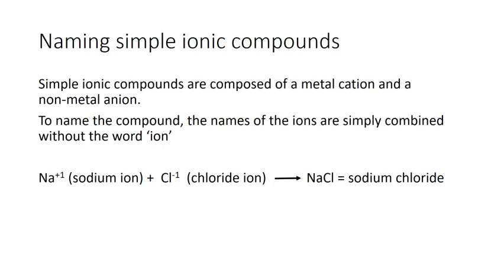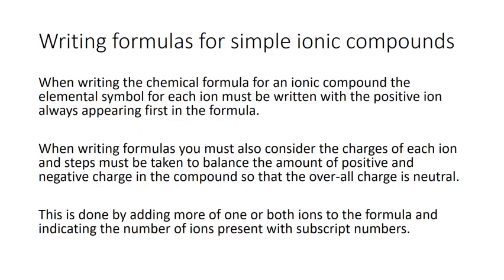So then putting those two together into an ionic compound. This is a simple ionic compound because it is composed of a metal cation and a non-metal anion. And to name the compound, it's really easy. The names of the ions are just combined without the word ion. So a sodium ion combining with a chloride ion, positive, negative, sodium metal, chloride non-metal, they become sodium chloride. Easy enough.